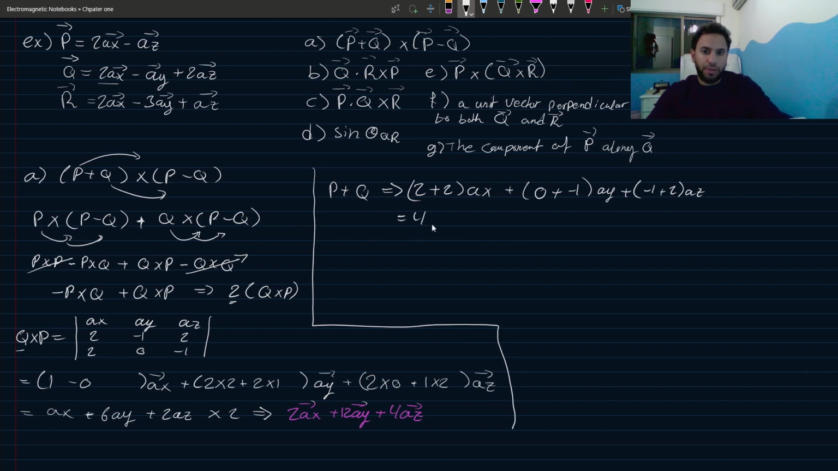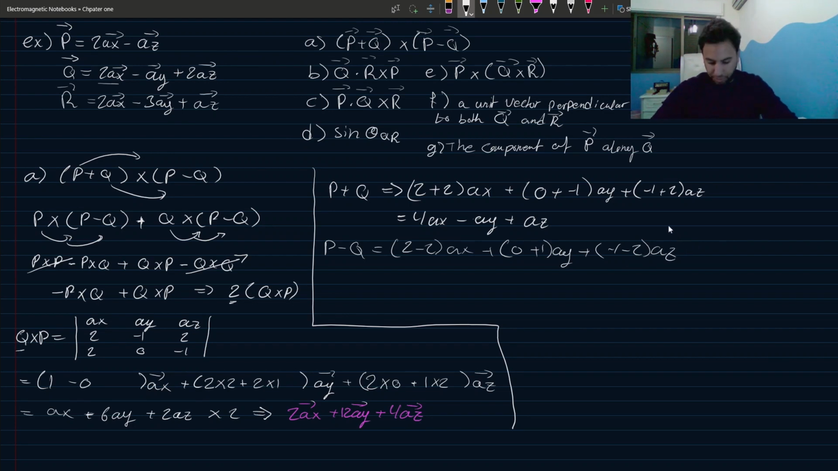which gives us 4 AX plus the minus 1 AY plus 1 AZ, and P minus Q is equal to 2 minus 2 AX plus 0 minus 1, which is plus 1 AY plus minus 1 minus 2 AZ. And we get 0AX plus 1 AY minus 3AZ.